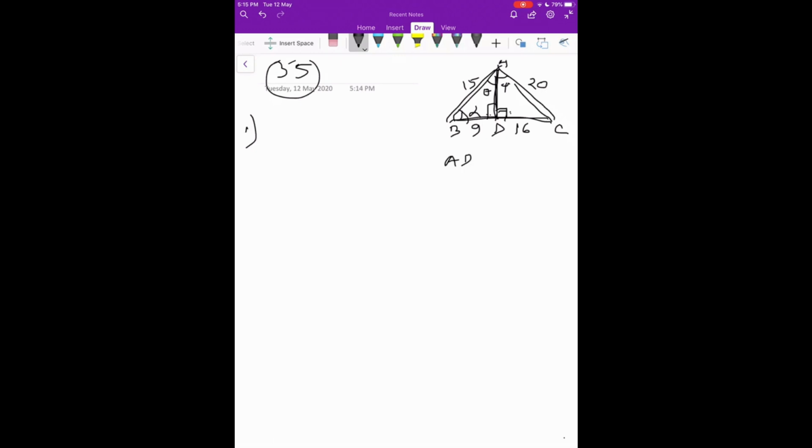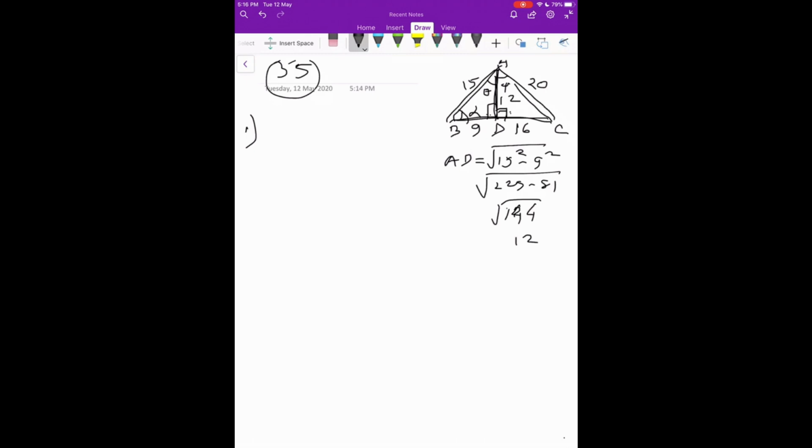In this triangle ABD, AD happens to be the perpendicular, and the perpendicular is equal to hypotenuse square minus base square. So 15 square is 225 minus 81. If you solve this, you get 144, and the square root of 144 is 12. Now our AD value is 12. So let me mark that AD value as 12.